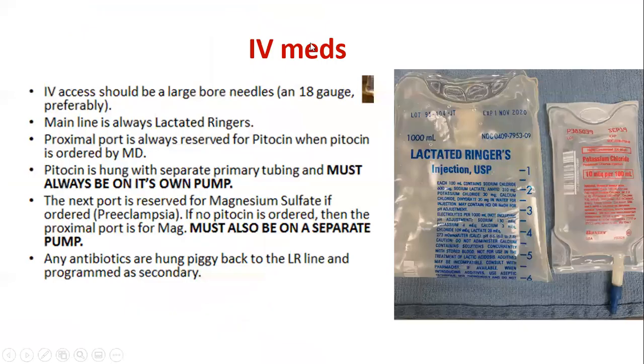So here, first of all, in obstetrics and gynecology, we are focusing on IV medications. Intravenous access should be a large bore needle. The most common one, 18 gauge, is preferable. And the main line is always lactate ringer. You see the bag contains the solution; this is called lactate ringer solution.